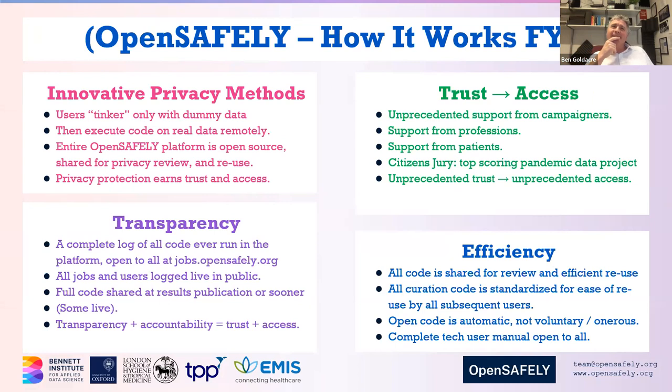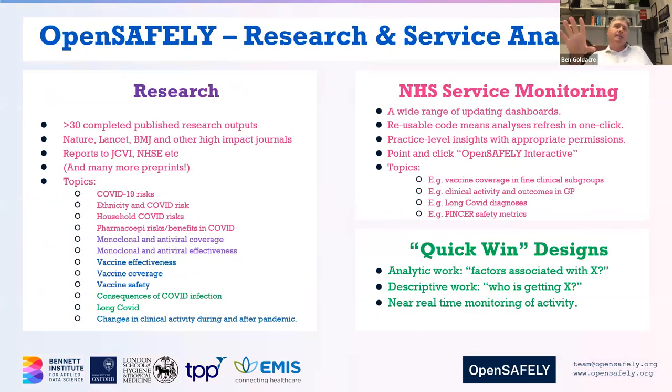Next slide, please. In terms of our outputs, we've got over 30 completed published research outputs in journals, in Nature, Lancet, BMJ, the other glamorous places that people like, but also lots in other journals too. And we've done reports to JCVI, NHS England, and so on. And topics include COVID-19 risks, our Nature paper, ethnicity and COVID risk in Lancet, household COVID risks, BMJ.